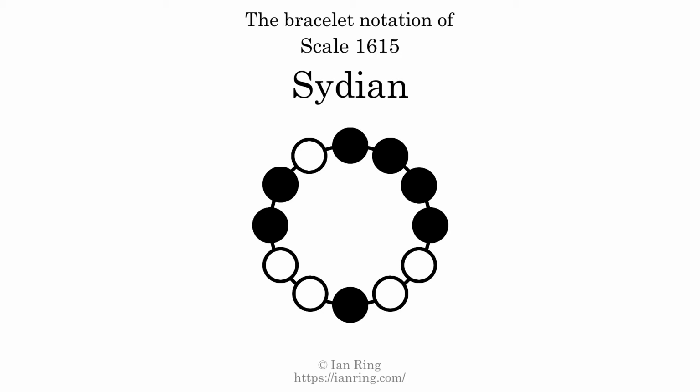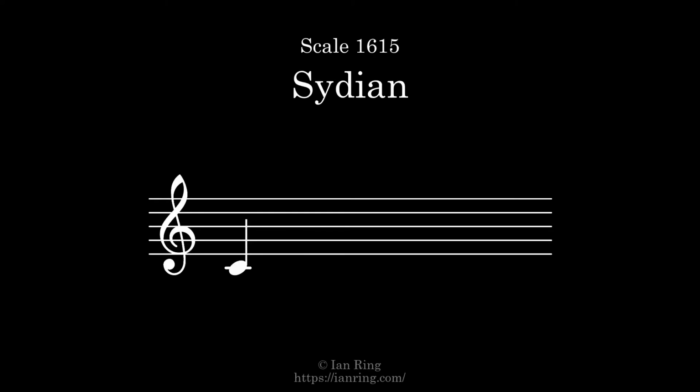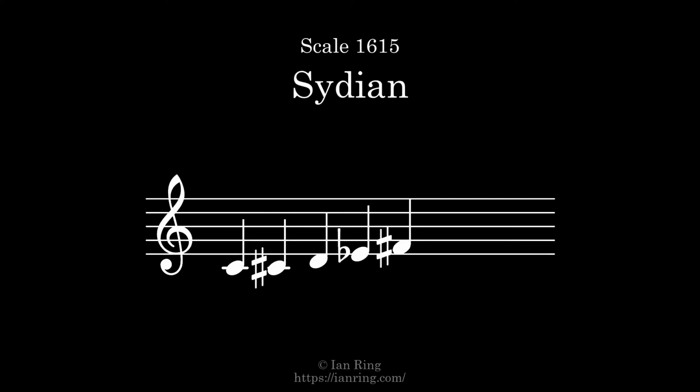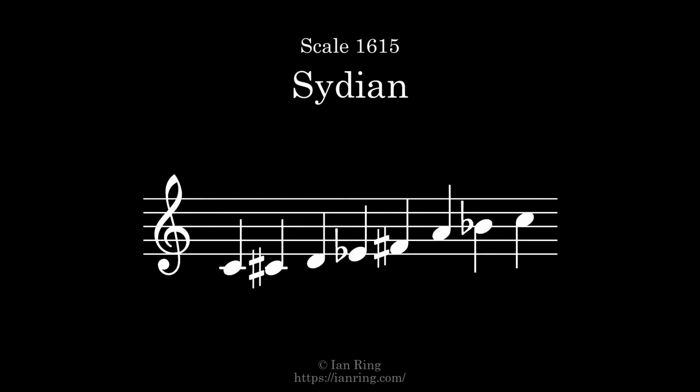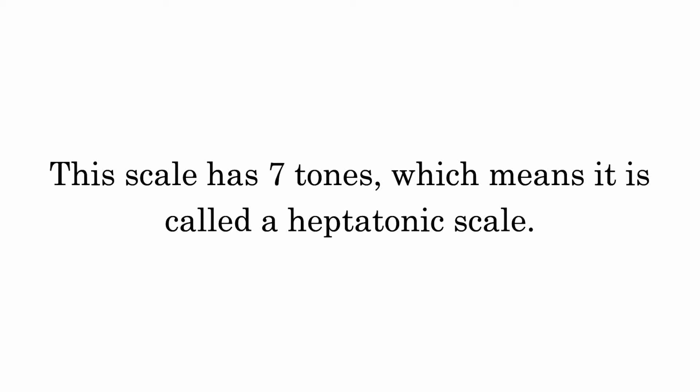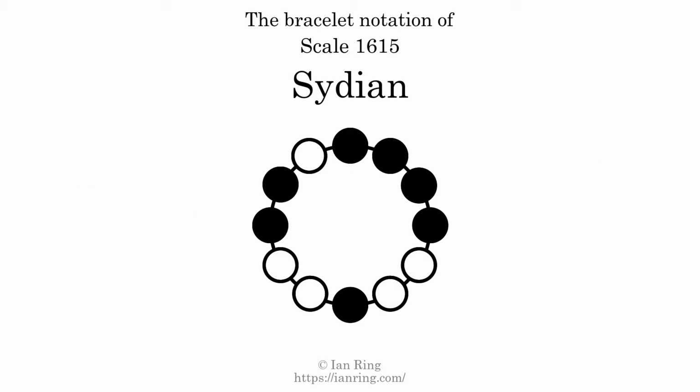1615, Sydian, which sounds like this. This scale has 7 tones, which means it is called a heptatonic scale. This is a bracelet notation diagram of scale 1615. The shaded circles represent tones that appear in the scale, and they are read clockwise, starting at the top.